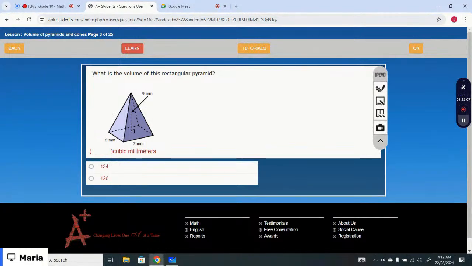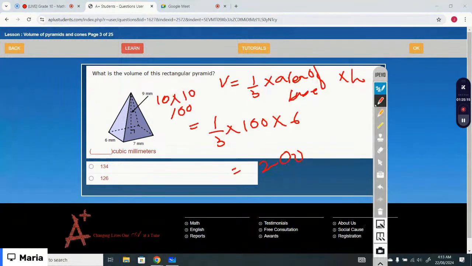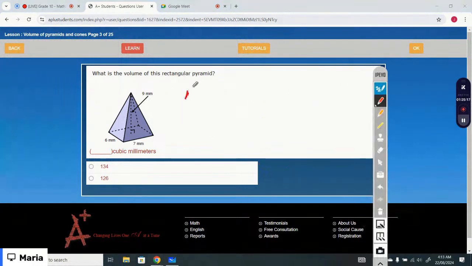The area of base is a rectangular shape. So first we have to calculate the area of base, right? That would be 7 times 6, 42 it is, right?